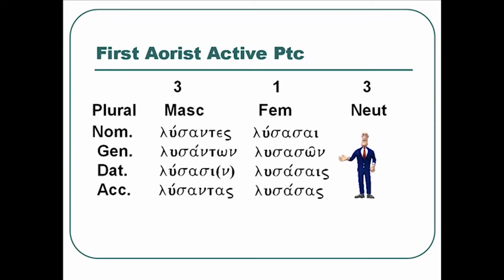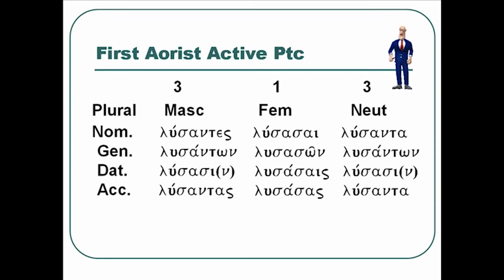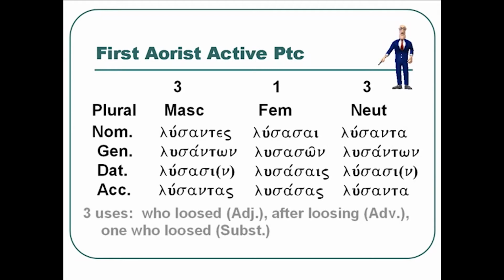The feminine forms: lusasai, lusason, lusasais, and lusasas. Feminine endings that we've come to expect. And then back to the third declension for the neuter: lusanta, lusanton, lusasi, and lusanta. Nominative and accusative being exactly the same, the genitive and dative neuter being the same as the genitive dative for the masculine. No surprises here, and that's a good thing.